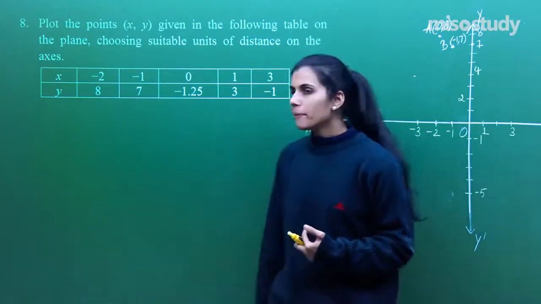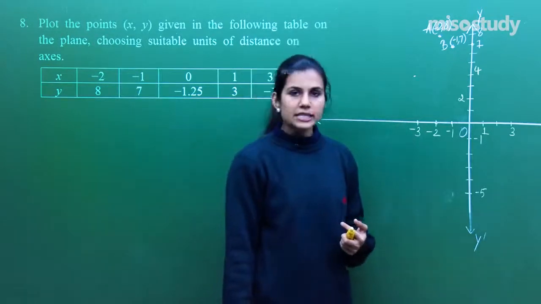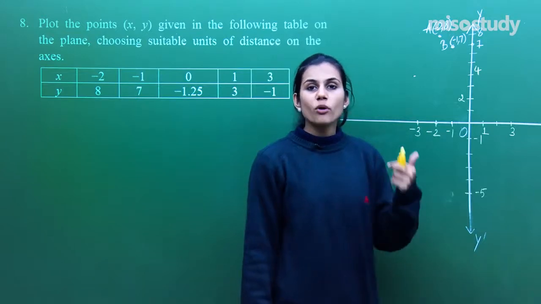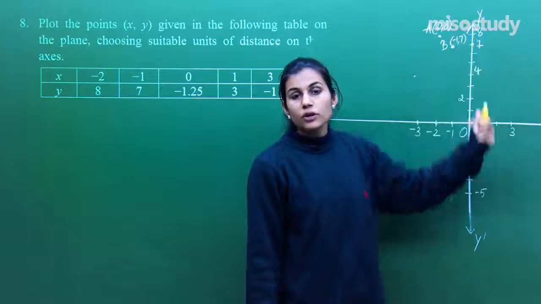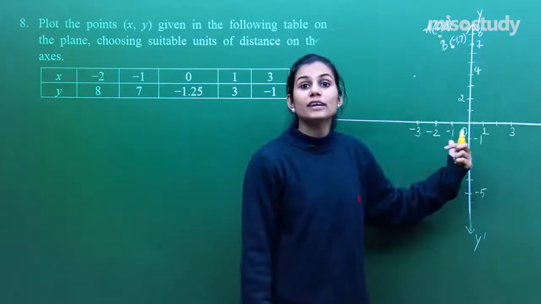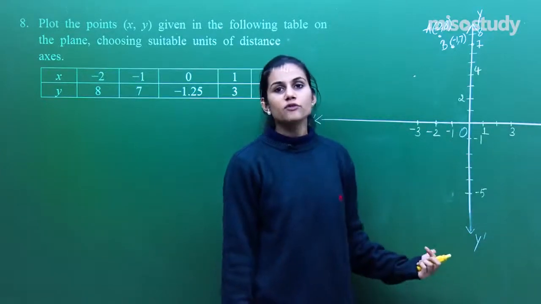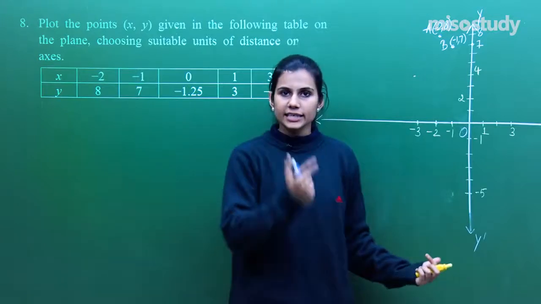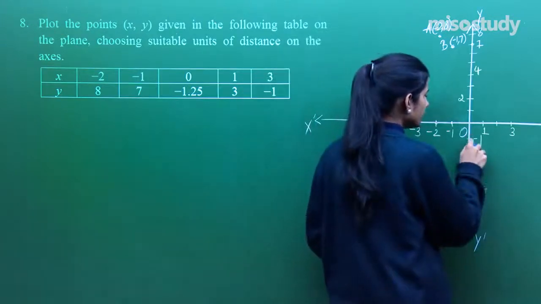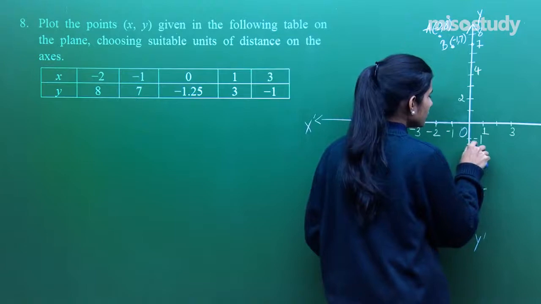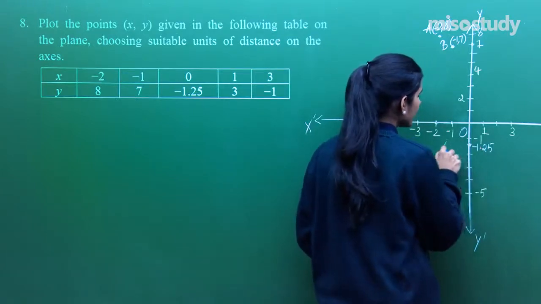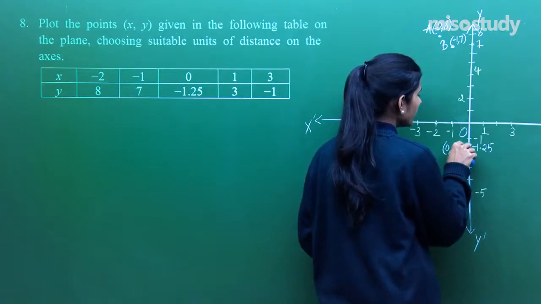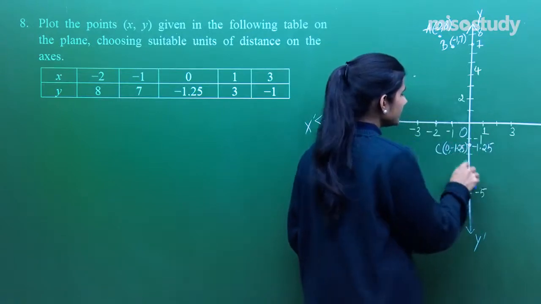Then you have 0, -1.25. 0, -1.25 means the point has x coordinate 0. So it is lying somewhere on the y-axis, but because y coordinate is negative, it's lying on the negative y-axis. I just have to move 1.25 units along the negative y-axis. So this is 1 unit, 1.25 is somewhere here. When I complete moving this much, I get the point 0, -1.25. This is C.